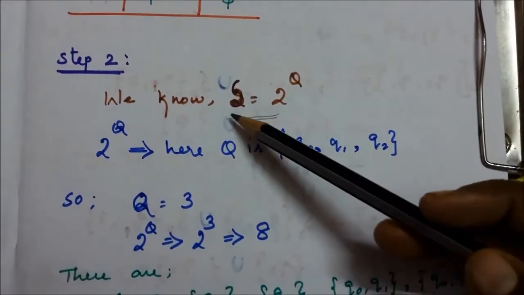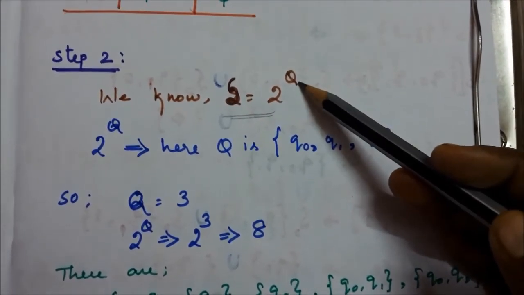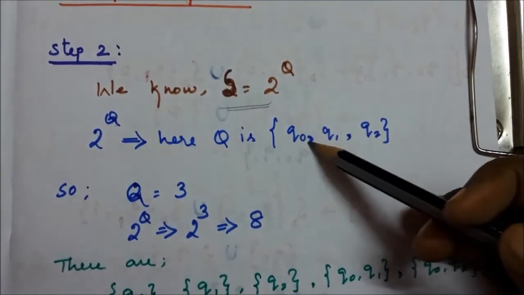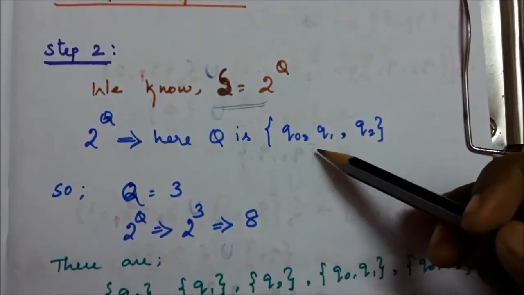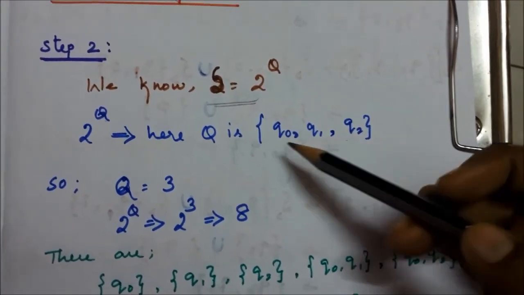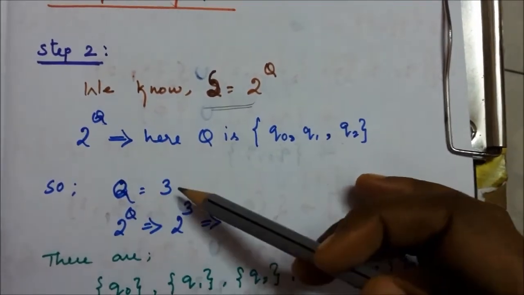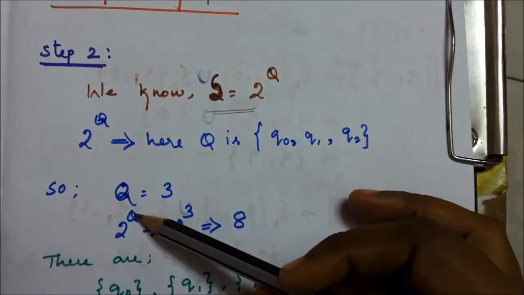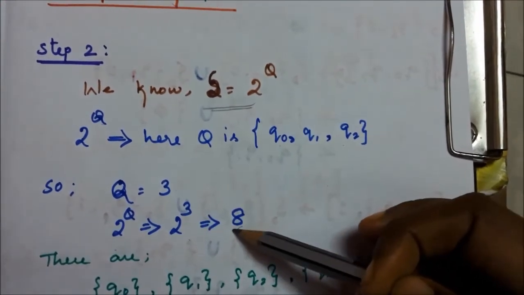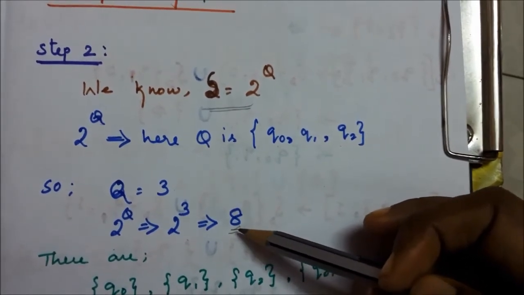Next, step 2: we want to find the transition function for the NFA. The transition function of NFA is 2 power q. Here q is the number of states, how many states we have mentioned. Q0, Q1 and Q2, so q is 3. So 2 power q gives 2 power 3, that is the value 8. So we want to list 8 states.